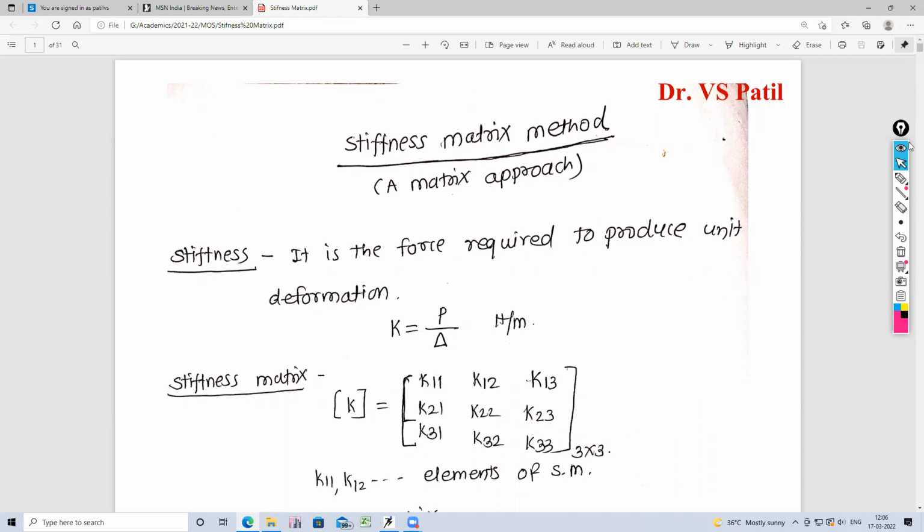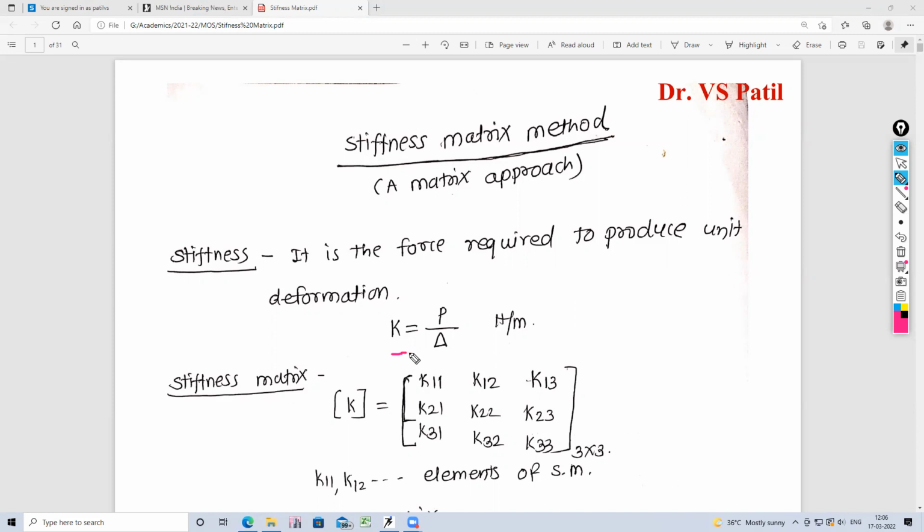The definition of stiffness is that it is a resistance to deformation. This is the theoretical definition. We usually say any element or structure is very stiff. What does it mean? Very stiff means it offers more resistance to deformation. So resistance to deformation is stiffness.